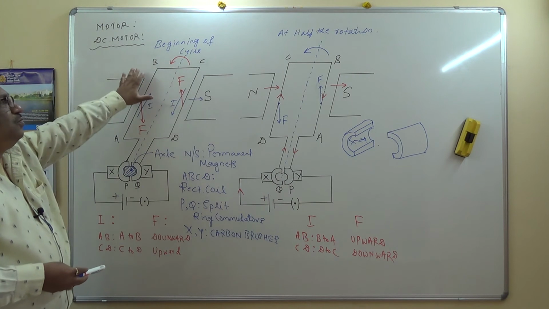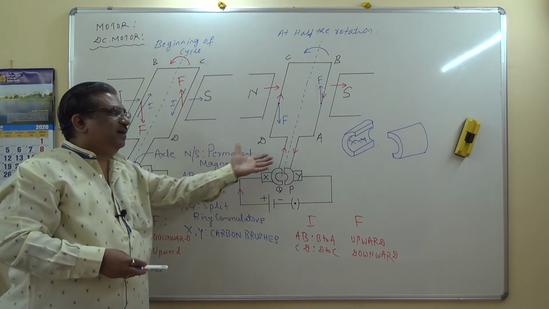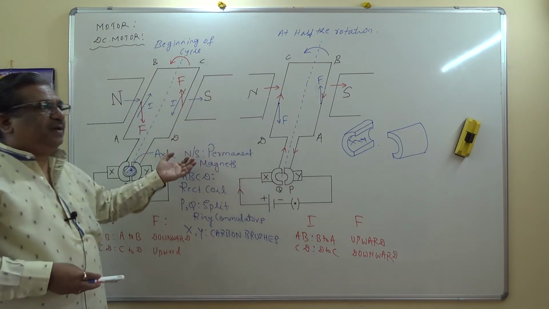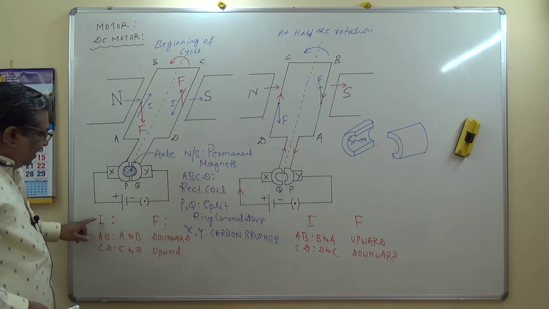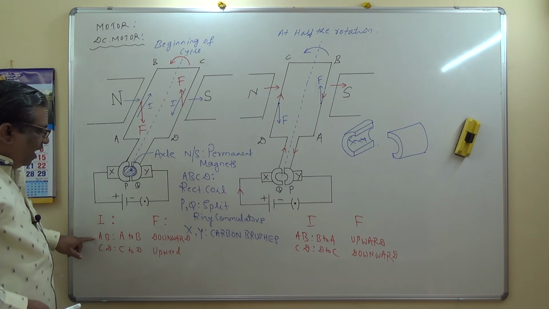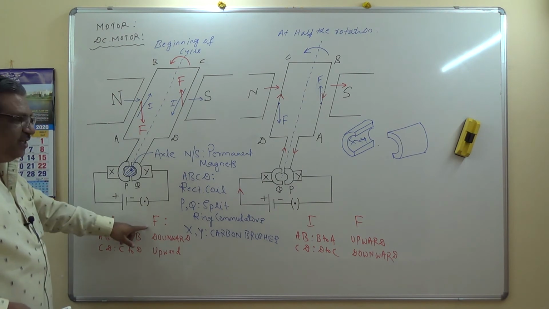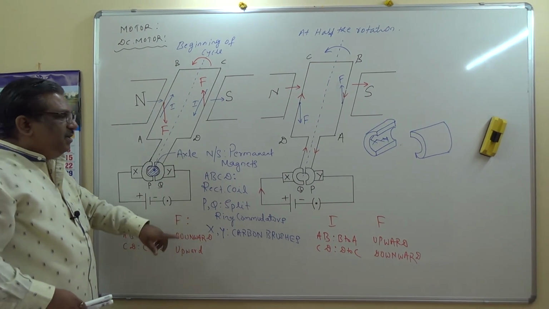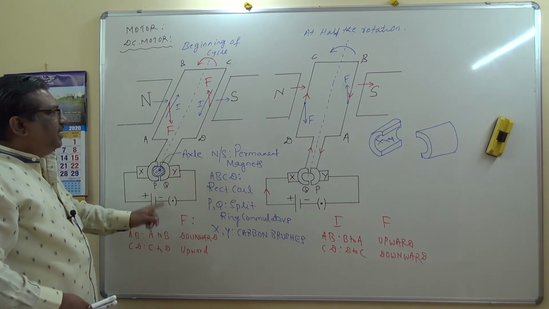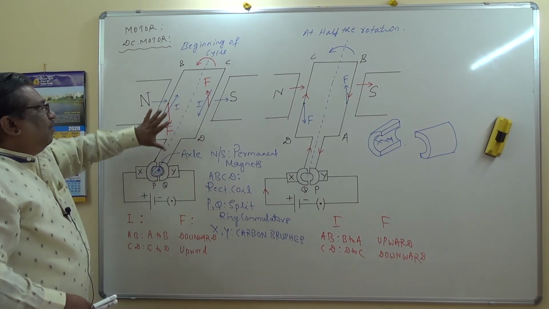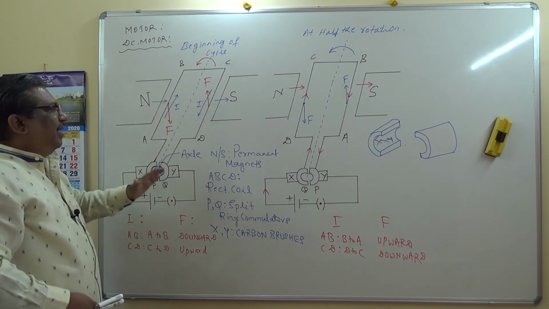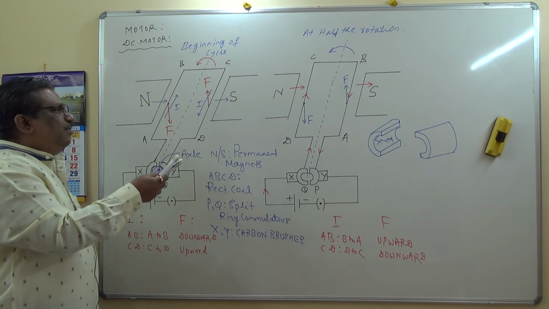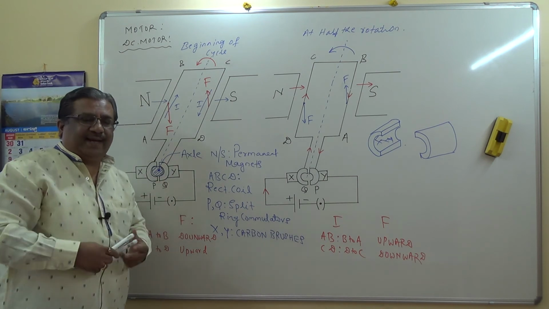So these two cycles are called first half cycle and next half cycle, put together one complete cycle. Important points have been highlighted here: how the direction of the current changes in the two arms and how the forces change in the two arms due to the change in the direction of the current. But overall, if you look at it, the direction of rotation of the coil remains the same, and hence the DC motor rotates in only one direction.